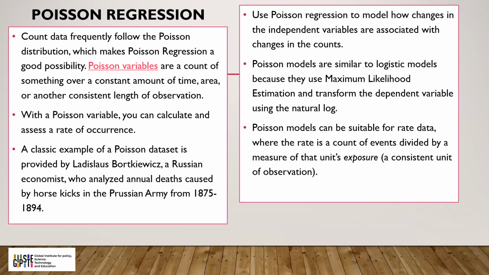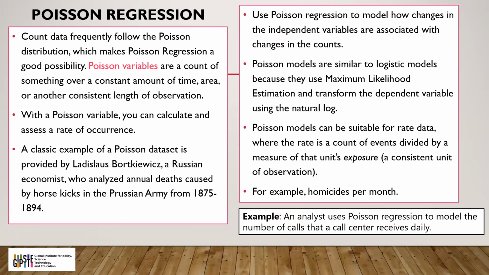Poisson models can be suitable for rate data. When you're dealing with rate data, such as crime rate, then you can utilize Poisson models. The rate is a count of events divided by a measure of that unit's exposure, a consistent unit of observation. Then you can use a Poisson model. For example, homicides per month.